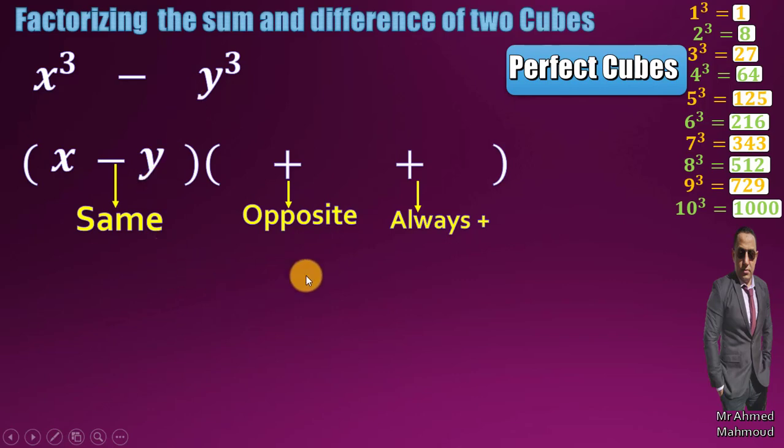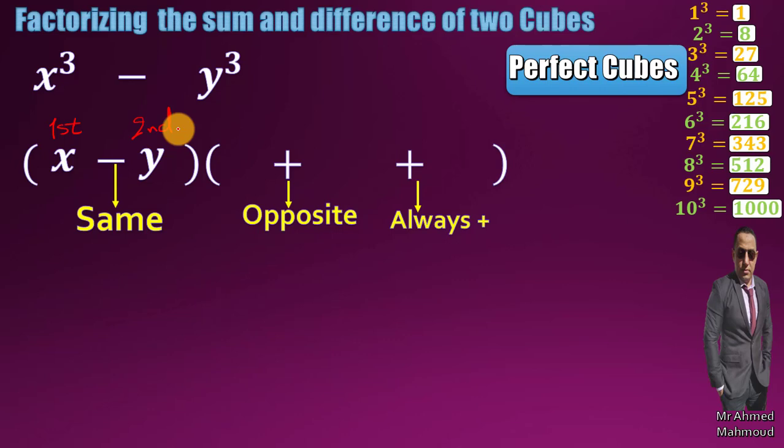Then I'm going to fill the big bracket by using the small bracket. The small bracket includes two terms, x and y. This one is called first and this one is called second. Again, x is called the first term and y is called the second term.